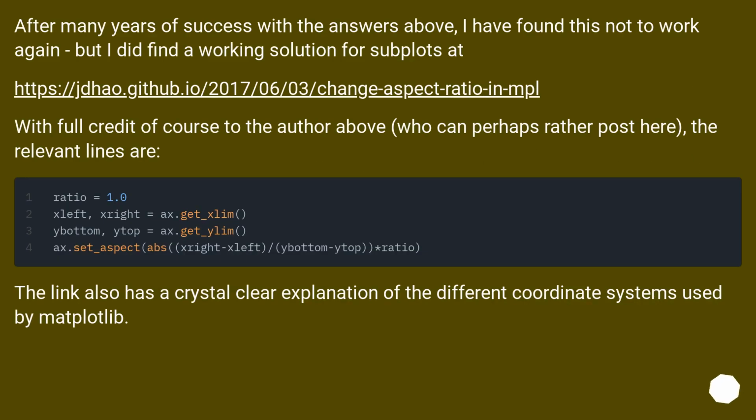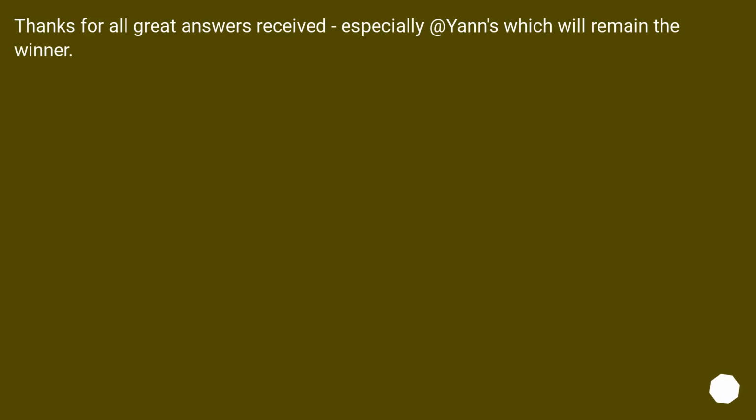After many years of success with the answers above, I have found this not to work again, but I did find a working solution for subplots at this URL. With full credit of course to the author above, who can perhaps rather post here, the relevant lines are. The link also has a crystal clear explanation of the different coordinate systems used by matplotlib. Thanks for all great answers received, especially Jan's, which will remain the winner.